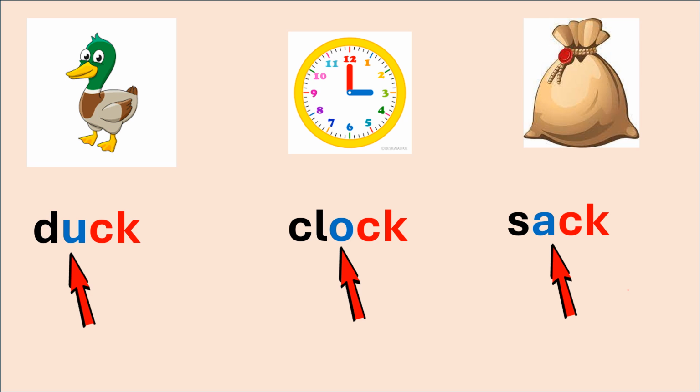As you would notice, when there is a short vowel sound just before that final k sound, we use the letters CK. There's a short vowel sound in duck, the U, a short vowel sound in clock, the O, and a short vowel sound in sack, the A. And when it comes just before that last k sound, we use CK.